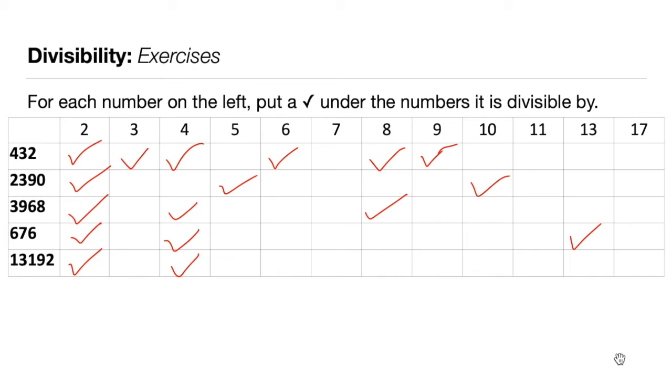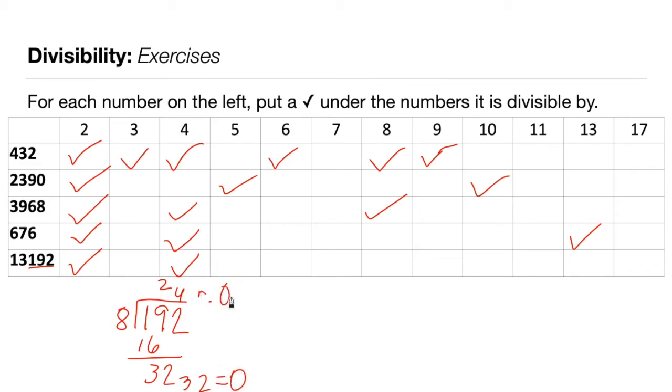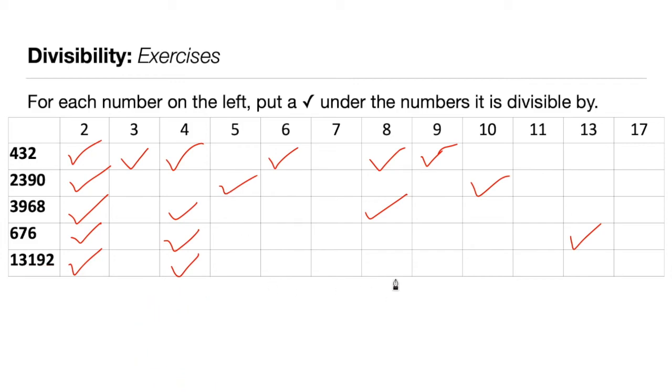Anyways, how about if it is divisible by 8? So let's check the 192. Is it divisible by 8? 192. So divide this by 8. So we have 2, 16, 3 here, 32. And then we have 4. 4 times 8 is 32 itself. So that's going to give us a 0. So therefore, the remainder is 0, which means, yes, it is divisible by 8. So 13,192 is divisible by 8.